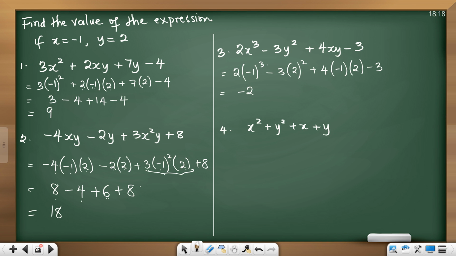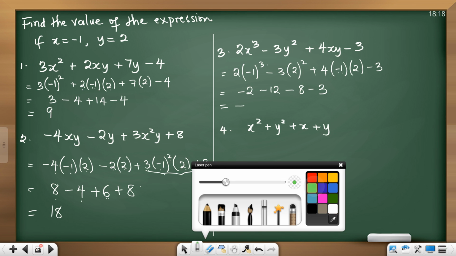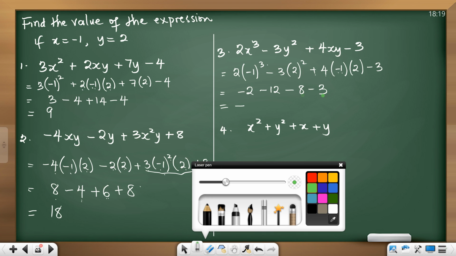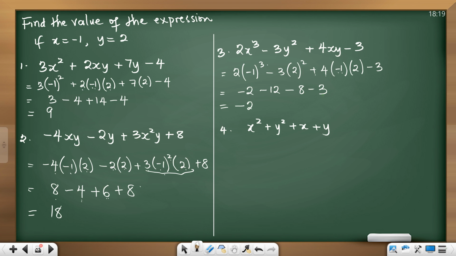2 squared will give me 4, times negative 3 would give me negative 12. Now, positive times negative would give me a negative. 4 times 1, 4 times 2 is 8, minus 3. Okay, they are all negatives, so my answer will be negative. All I need to do is to add all these values now. 2 and 12, that is 14. 14 and 8 would be what? 22, and 25. And it's all negative because you are owing.